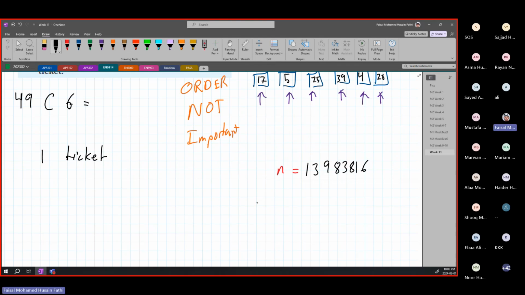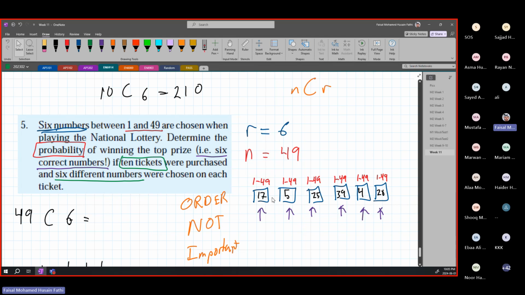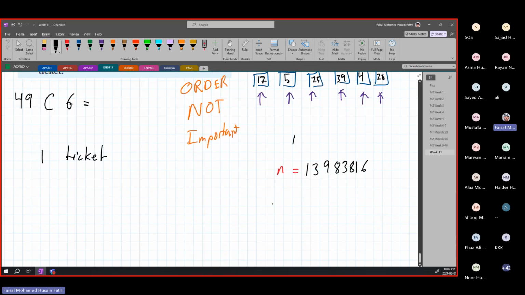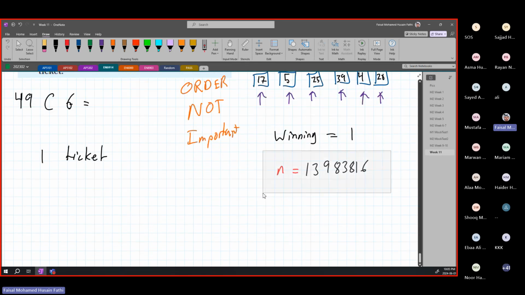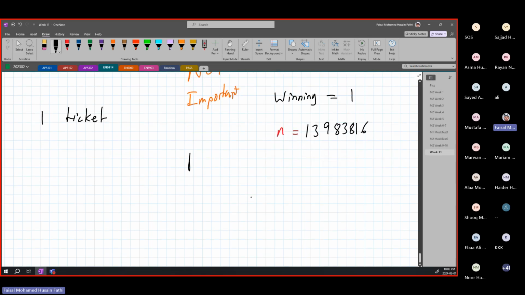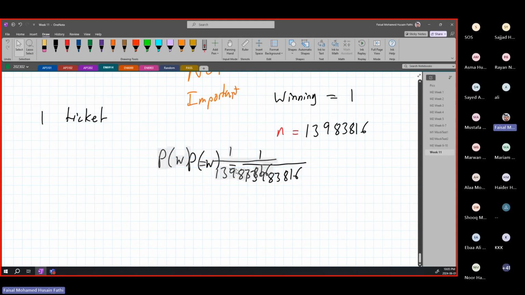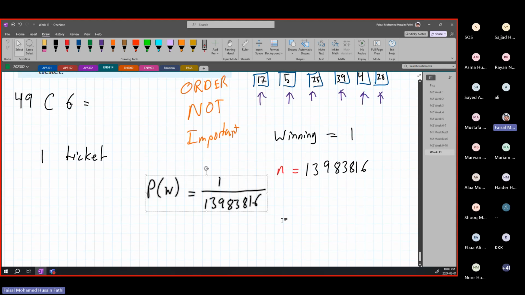One ticket or one number is the winning number. So you only have one choice. So the probability of winning, or the event of winning, I should say, is 1. Only one ticket is the winning ticket between all of these tickets. So what is the probability of winning? It is equal to winning, which is 1, over 139838816. This is the probability of winning for one ticket. Okay, so for one ticket, this is the probability of winning.